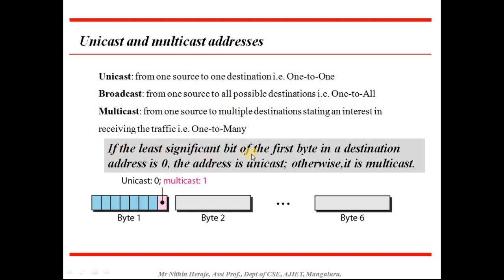If the least significant bit of the first byte, so this is the first byte, and this would be the least significant bit, in the destination address is 0, the address is unicast. Otherwise, it is multicast. So if this bit is 0, it is a unicast, and if this particular bit is 1, then it is multicast. Then what about the broadcast? If all these bits are 1, then it is a broadcast.